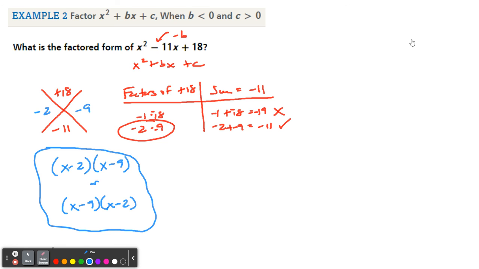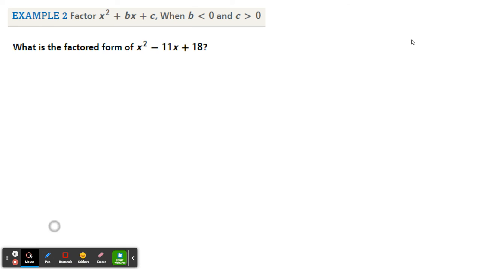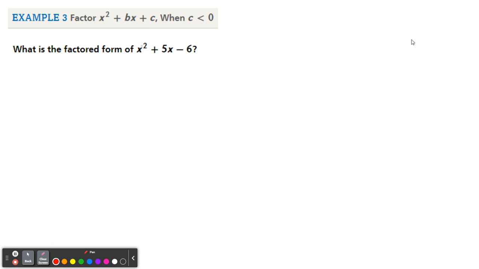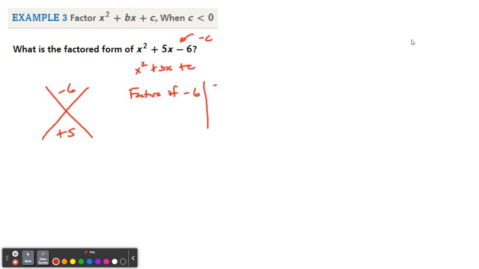Okay, let's do one more on this video and then we'll be done. All right. Again, here we go. x squared plus bx plus c. But now notice here, we have a negative c. So how's that going to change things? Well, I still create my x here. Put that negative 6 on the top. That's your c. Put positive 5 on the bottom. Looking for my p and q, right? We want the factors of negative 6 that have a sum equal to positive 5.